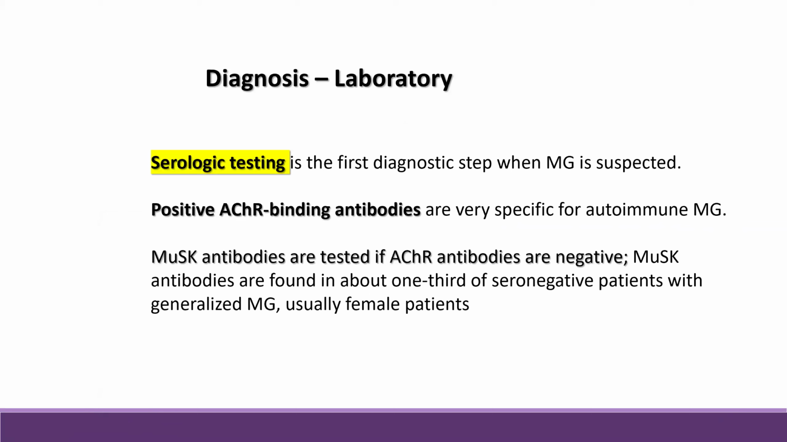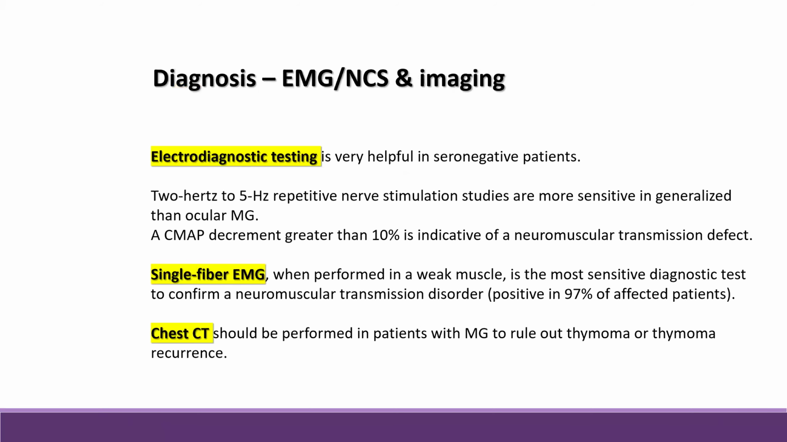In the laboratory, we can do serological testing. We can send for acetylcholine receptor binding antibodies, and we can send also for anti-MuSK antibodies. We can do EMG and nerve conduction study with repetitive nerve stimulation and single fiber EMG. We can do chest CT to rule out thymoma, or, if it is already resected, any recurrence.